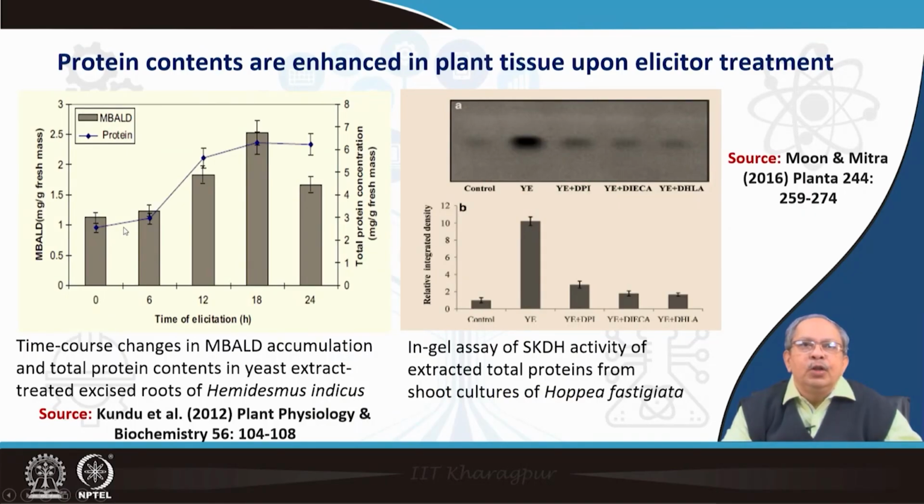This will be clear here. What has been shown is a time course accumulation of the metabolite, maximum at 18 hours and then declining. Along with that, when the total protein content was checked, the protein content was also enhanced. That means the enhanced total protein content includes the enzyme proteins, which are responsible for pushing the pathway.